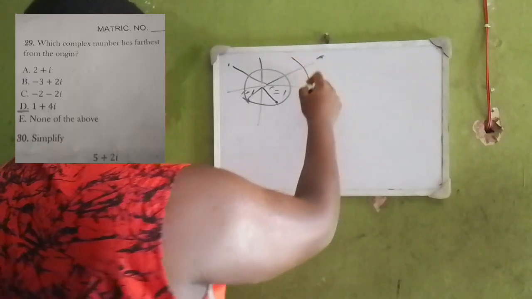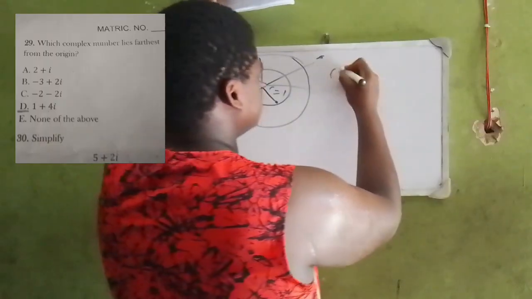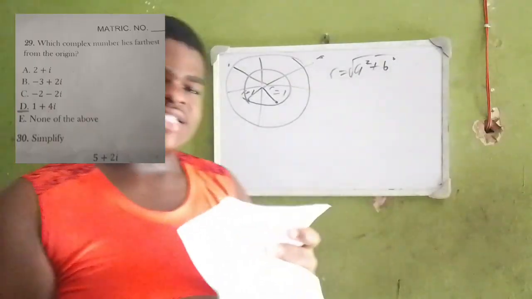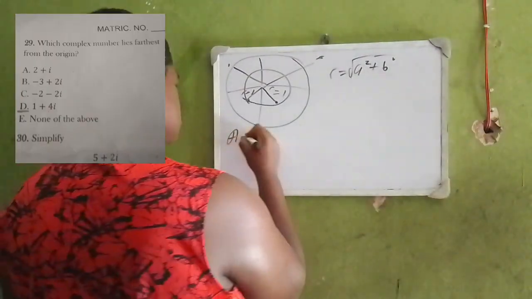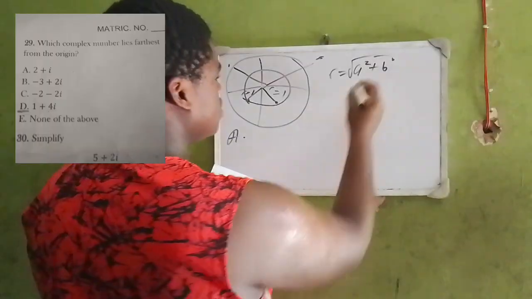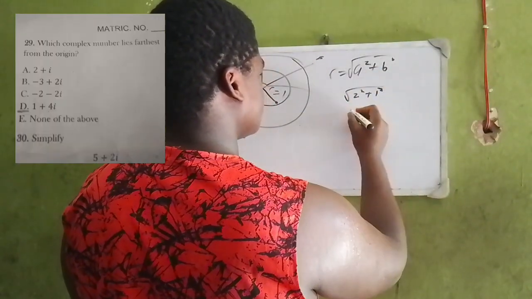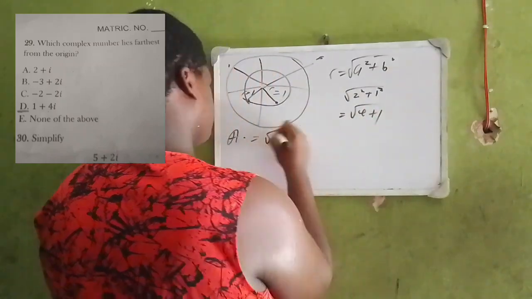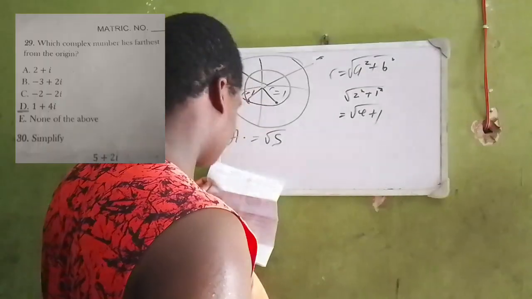But basically in this case, none of them lie in the same place. To find the one that lies outside the largest radius, you know that the radius is equal to the square root of a squared plus b squared. So all you have to do is take each option and test it to determine its radius. For option A, we have 2 plus i. So in this formula, we have the square root of 2 squared plus 1 squared, which is the square root of 4 plus 1, which is the square root of 5. There's no need to evaluate the square root of 5, just use the square root of 5.